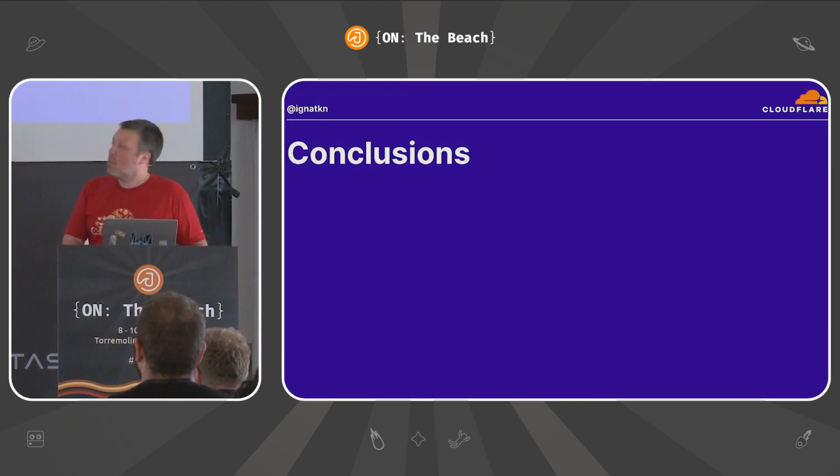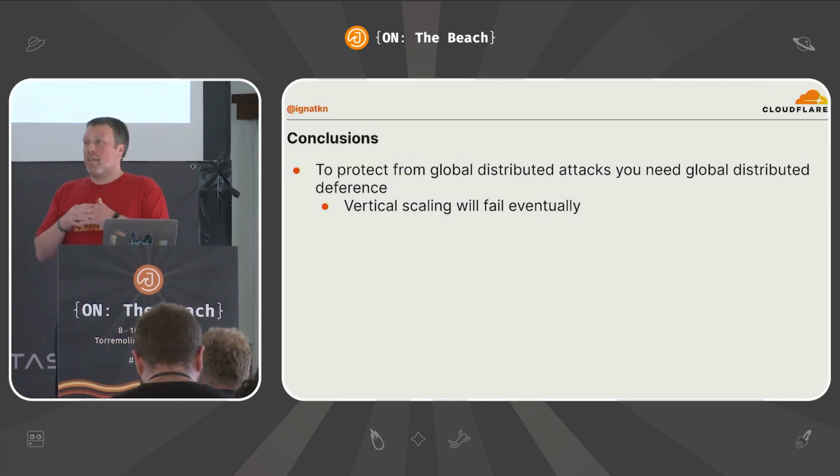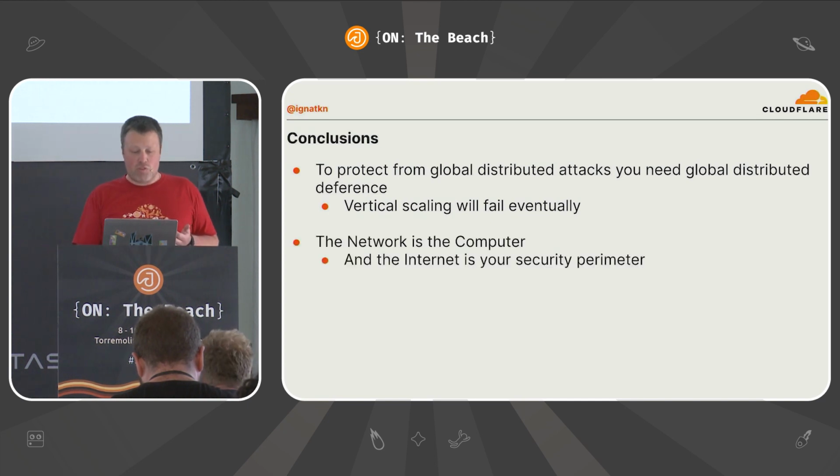I think that's it. This is all I wanted to say today. So, some conclusions here. I want to repeat that to protect yourself from global distributed internet attacks, you definitely need a global distributed defense. So vertical scaling will eventually fail. Don't fall for that trap.